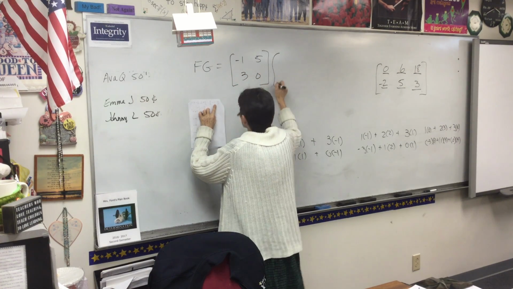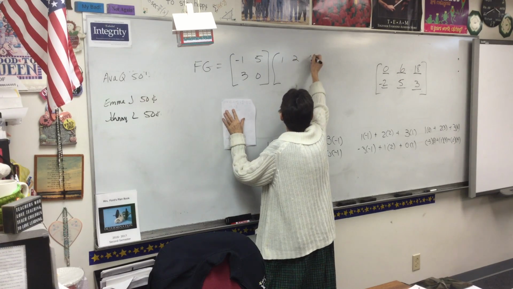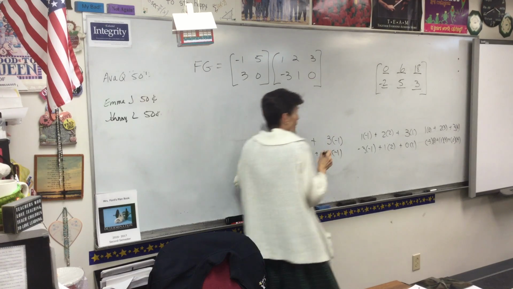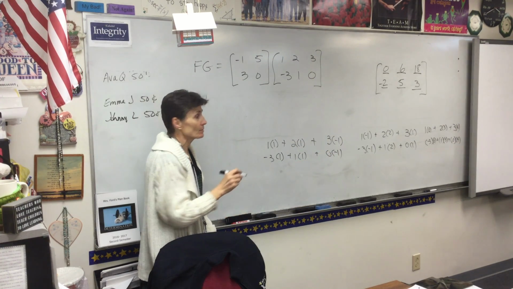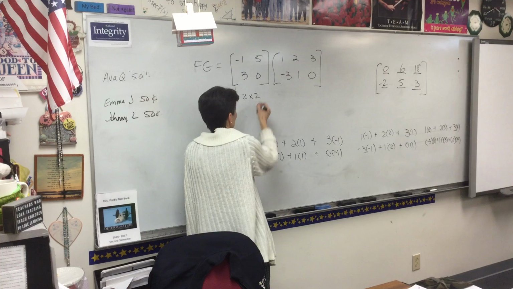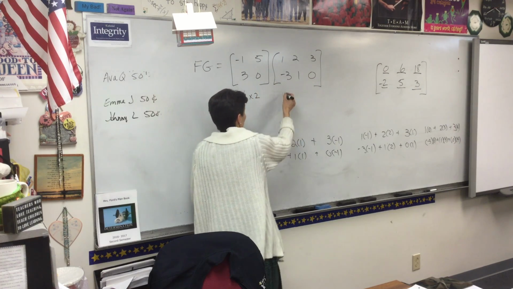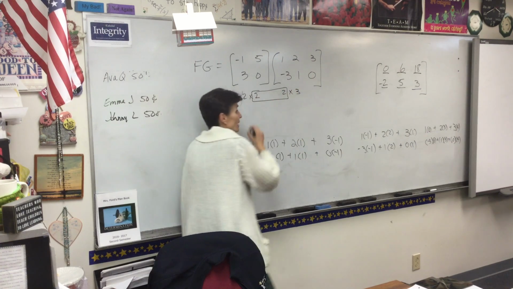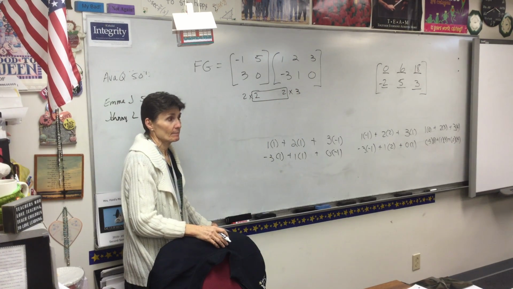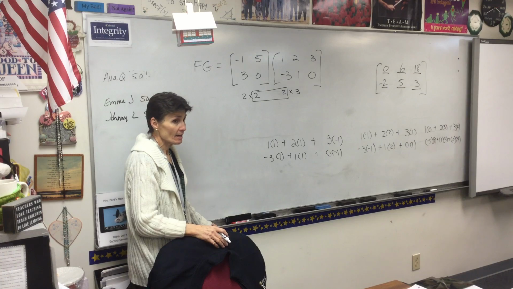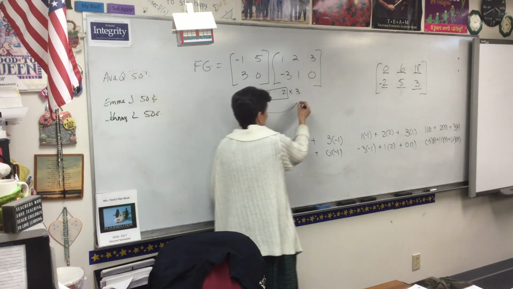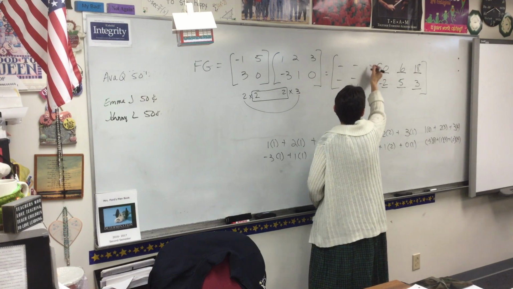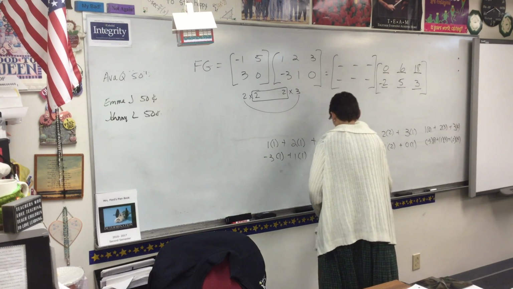That's F times G. Are these multipliable? Yes. It's a 2 by 2 and a 2 by 3. They can be multiplied. And how big will the answer be? 2 rows, 3 columns.